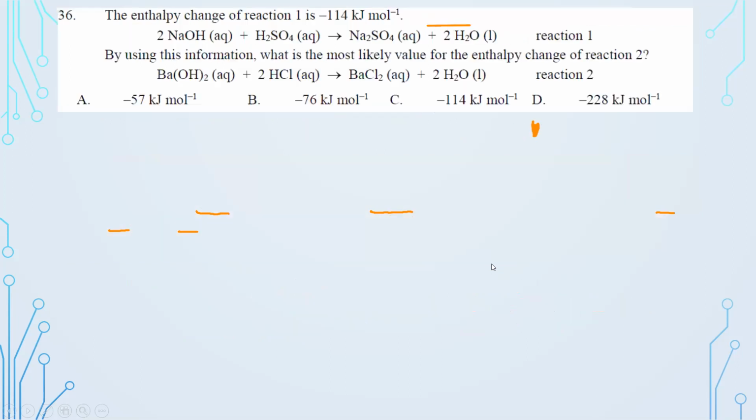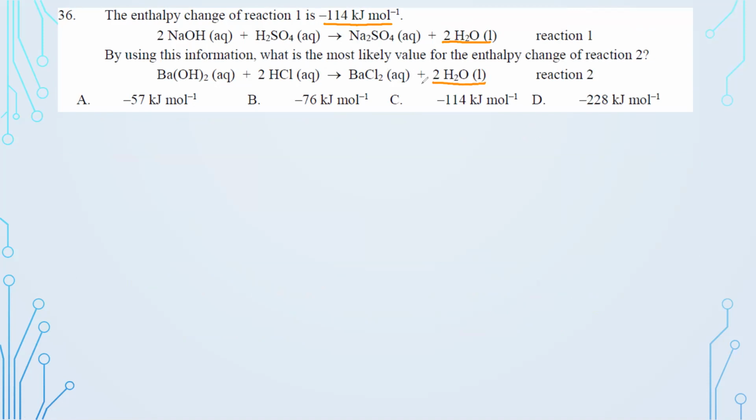Immediately we go to question number 36. The enthalpy change of reaction 1 is 2NaOH plus H2SO4 give Na2SO4 plus 2H2O. By using this information, what could be the enthalpy change for reaction 2: Ba(OH)2 plus 2HCl give BaCl2 plus 2H2O? If you notice carefully, reaction 1 is neutralization to form 2H2O. Here you also form 2H2O.